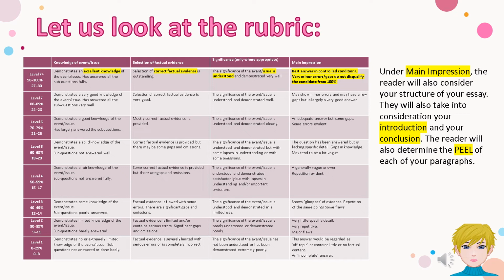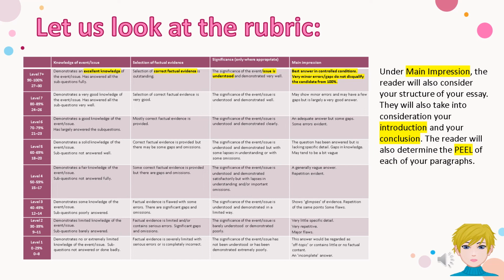And so here is an example of the rubric that your marker will be using. They will look at your knowledge of the event, the facts or evidence you have provided, the significance of the event, and an overall impression. When they look at your knowledge, they will see, is the knowledge excellent? Do you understand what you are writing about? Have you answered all the sub-questions correctly? If you haven't answered all of them, then you can't get a level 7 for knowledge.